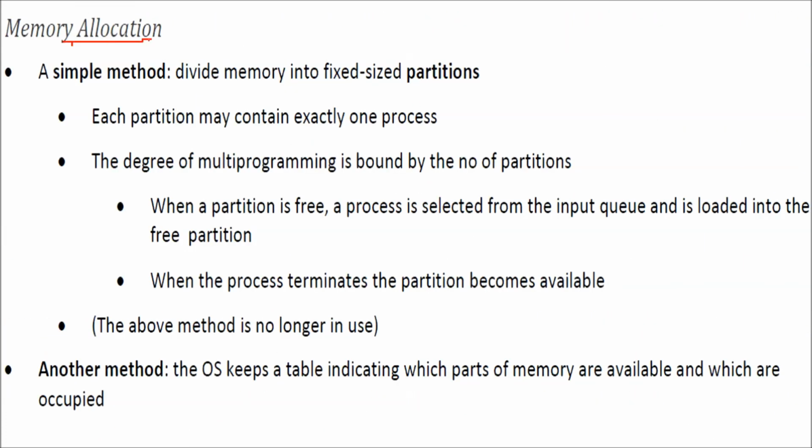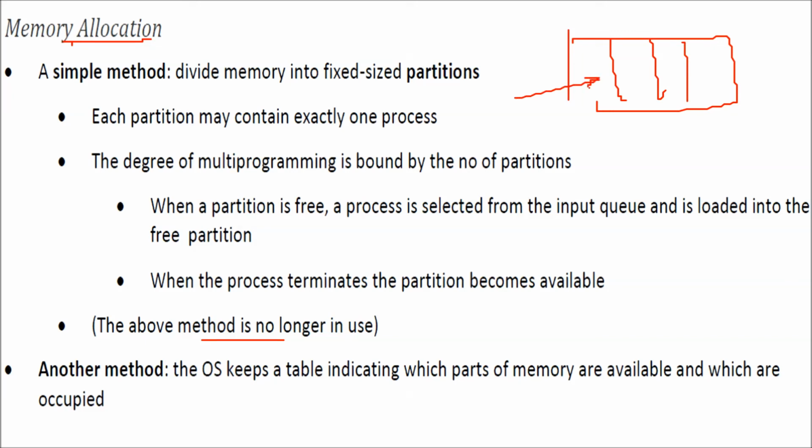Then we have memory allocation. There is a very simple method, first of all, and this method is no longer used. We just divide the memory into fixed partitions. Each partition will contain one process, and the degree of multiprogramming depends only on the number of partitions. When a partition is free, a process is selected from the input queue and loaded into the free partition. When the process terminates, it frees the space.